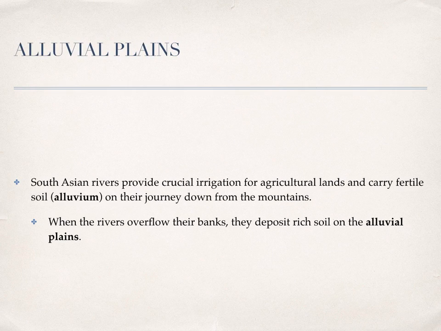Alluvial plains. South Asian rivers provide crucial irrigation water for agricultural lands. And they carry the fertile soil, or alluvium, on their journey down from the mountains. They push that soil onto these plains. When the rivers overflow their banks, they then deposit that rich soil onto what's referred to as the alluvial plains.